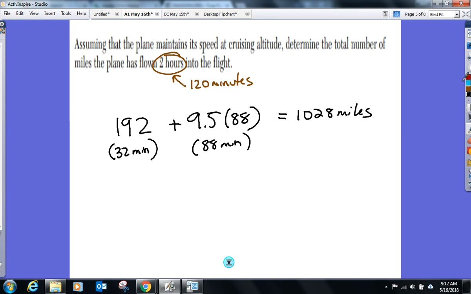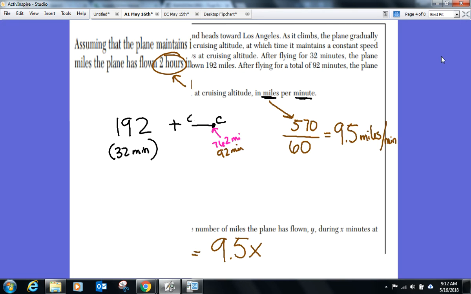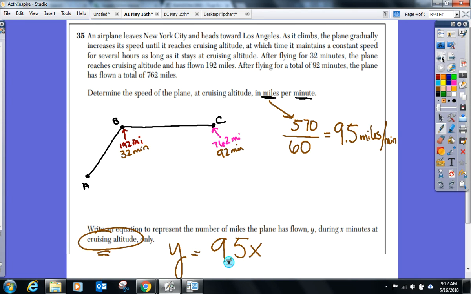Did anybody also want to do this instead? Just say, look, there's 762 here. They do 120 minus 32 and then multiply that by 9.5. You can do that as well. Fiona? Why can't you do like, when we got for the first question, we figured out that it went 570 miles in 60 minutes. So why can't we just multiply that by 2?